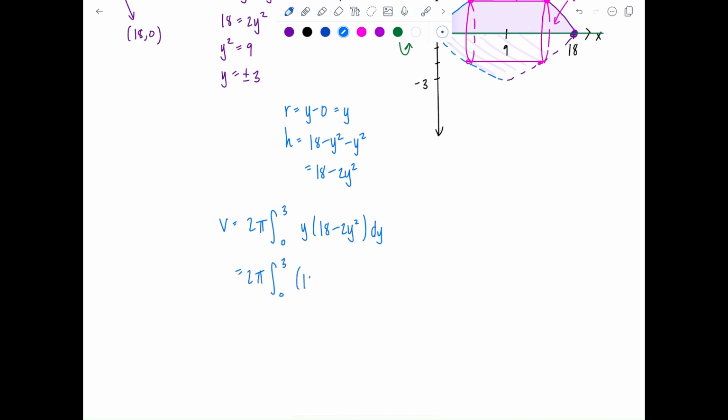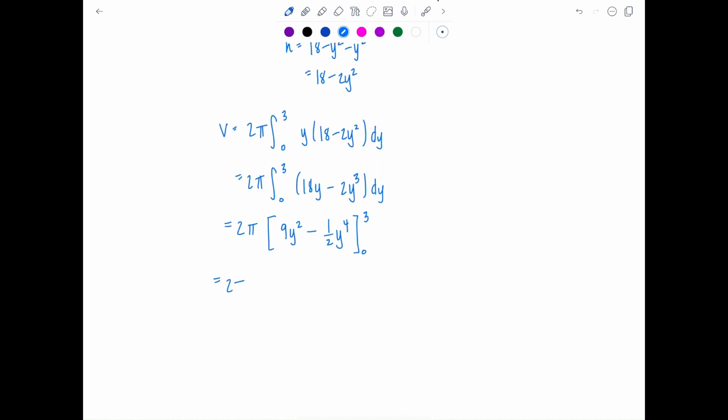0 to 3, this is 18y minus 2y cubed, and then we can just go term by term. Antiderivative of 18y is going to be 9y squared minus, I'll have y to the 4th divided by 4, so now we have a 1/2 y to the 4th from 0 to 3. So this is 2 pi times 9 times 3 squared is 9, minus 1/2 times 3 to the 4th is 81. If I put 0 for the lower limit, everybody's 0.